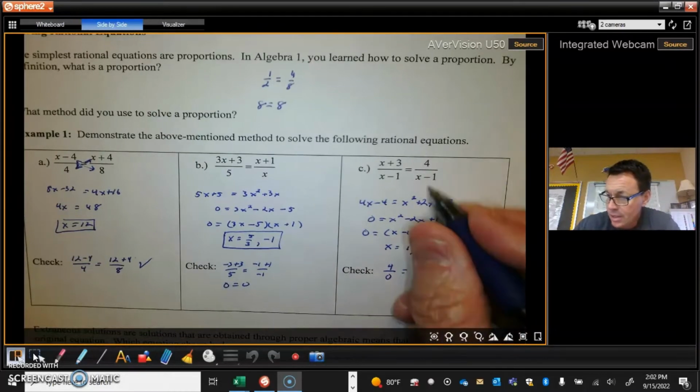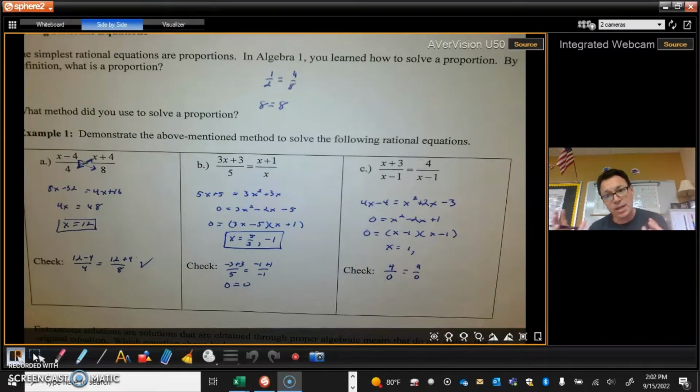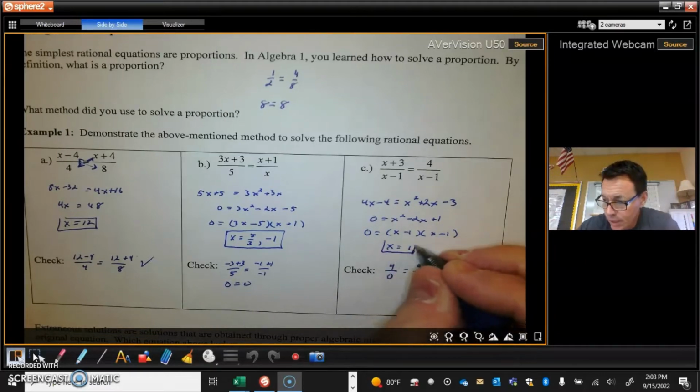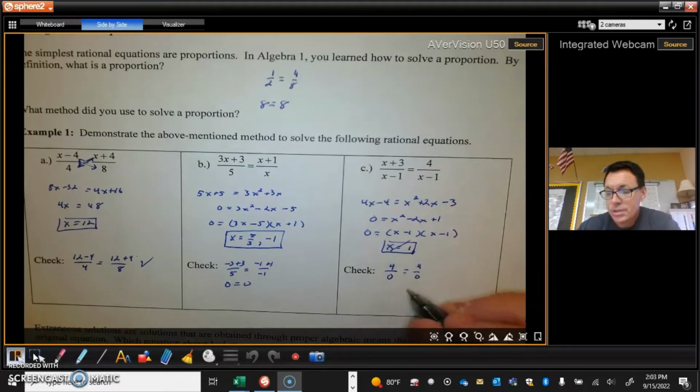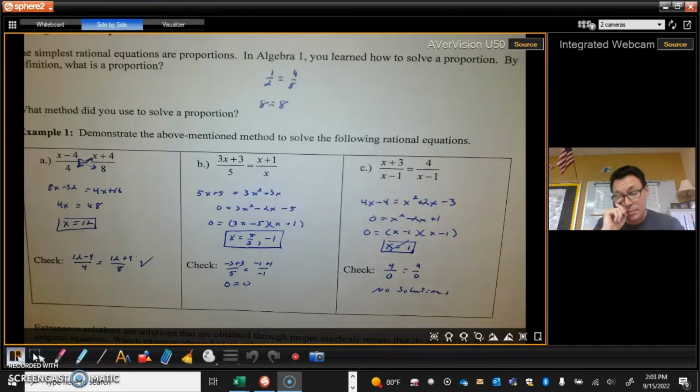Okay? Same thing happens on the other side. So the two sides do equal each other. We did the math right, but we ended up with an answer that does not work. Okay? So since there was only one answer, now if we would have got two answers and one of them didn't work, we still would have been okay. But for this one, there are no solutions to this proportion.